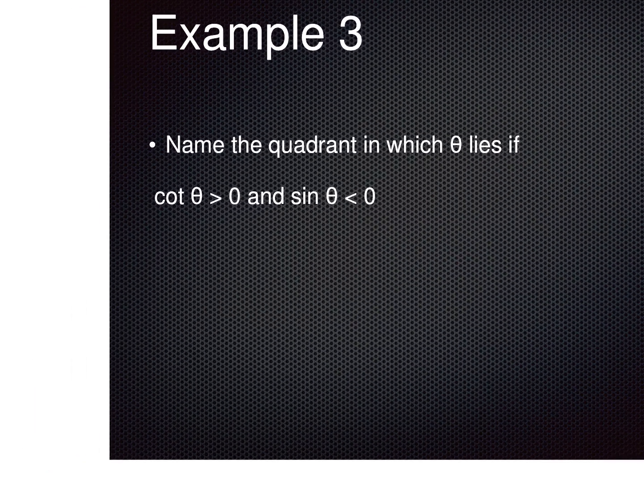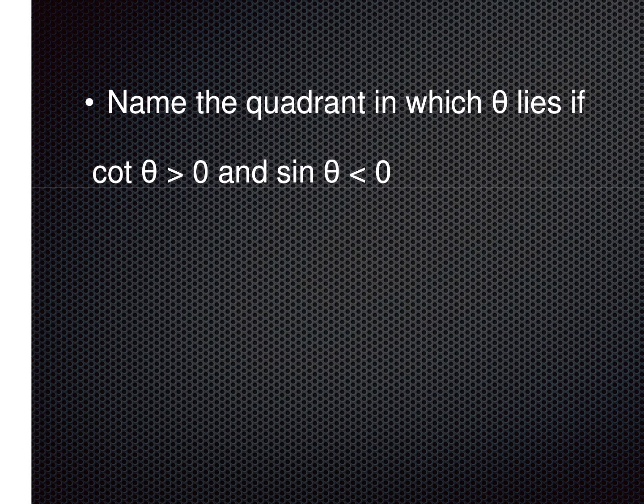In the next couple examples, we're going to figure out which quadrant theta lies in. So here we have all students take calculus. Cotangent is greater than 0. So cotangent goes with which trig function? It's the reciprocal of which one? Tangent. And if tangent is greater than 0, it means that it's positive. So in which two quadrants is tangent positive? The first and the third. Perfect. So I'm going to cross off the second and the fourth.